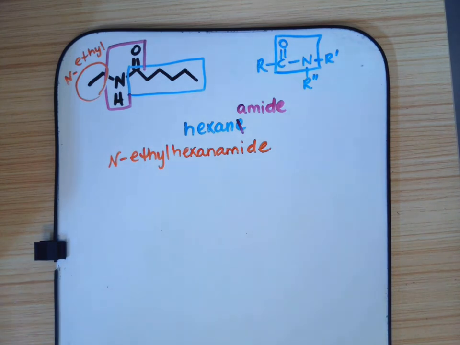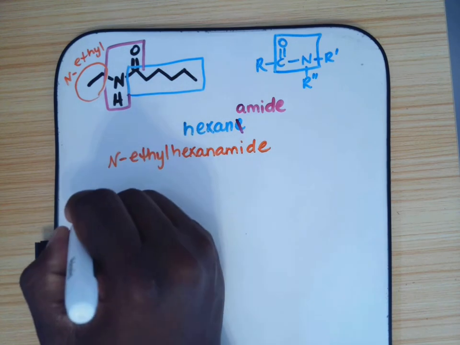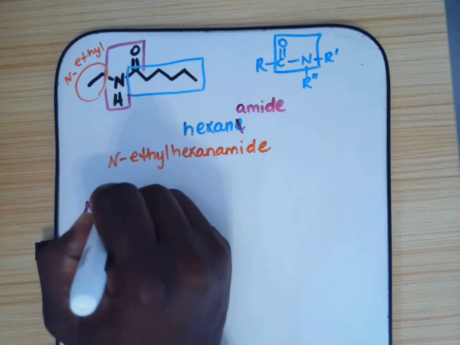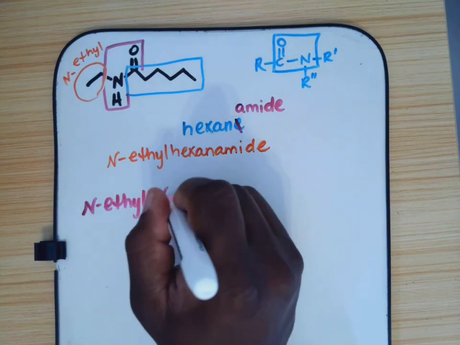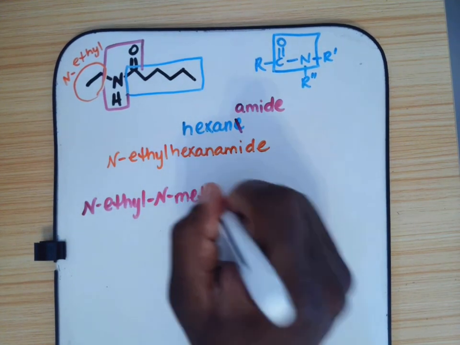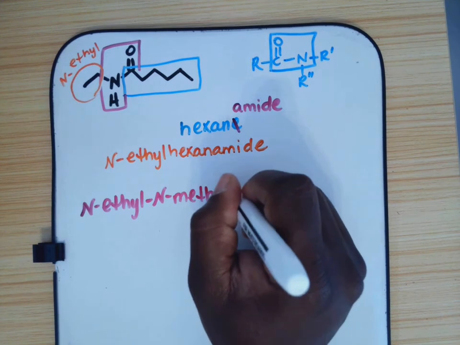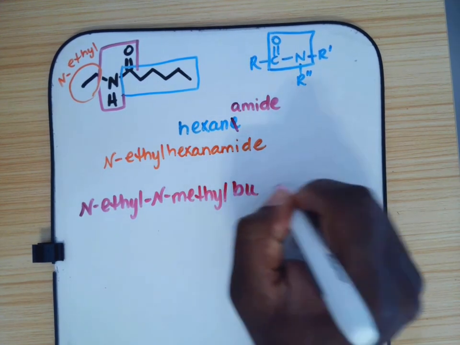But let's say that you were given the name of the molecule, and instead you were asked to draw the structure. So let's say you were asked to draw the structure of N-ethyl, N-methyl, butanamide.